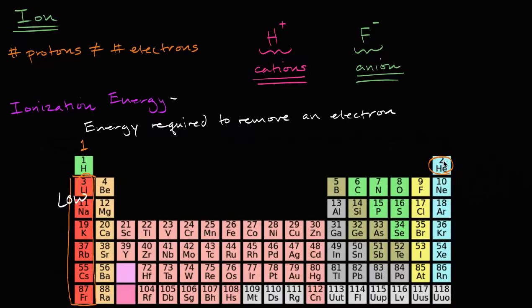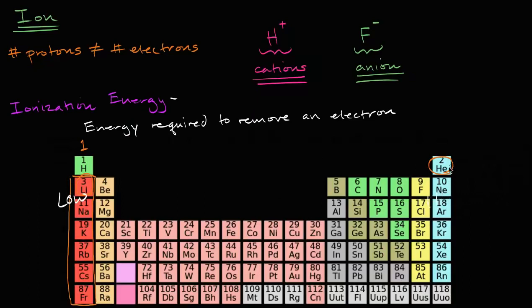Helium has 2, which is full for the first shell. And so it's very hard to remove an electron from here, and so it has a very high ionization energy. Low energy, easy to remove electrons, or especially the first electron. And then here you have a high ionization energy.